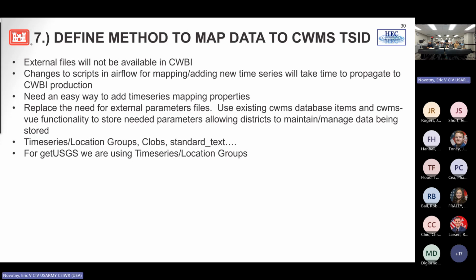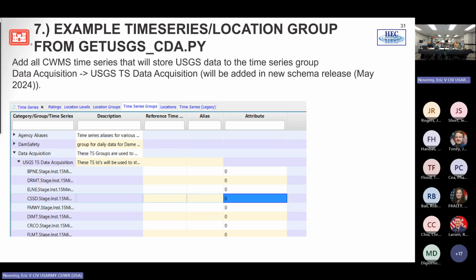So for the get USGS script, we're using time series and location groups. There is a time series group called USGS TS data acquisition. And if you get the new schema update, which has been released, some people have gotten it already, you'll have that time series group available. So in order to get data from the USGS and store it into a time series, you just add your time series to this time series group. You need to add another station? You just go to SWIMS view and add that new time series into the time series group.